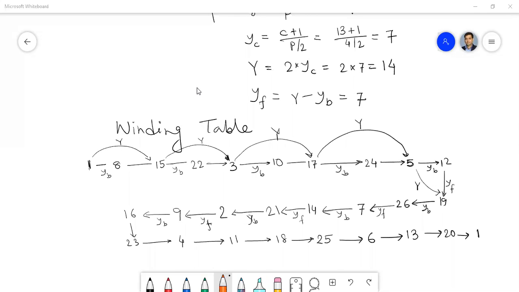As simple as that. You don't have to go for the formula ZP by A into phi n, because you don't have all these parameters Z, A, P, phi, etc. If you have the concept of the winding, you can answer this. That means for low voltage the lap winding can be chosen, and for high voltage wave winding can be chosen. So you can answer by this.